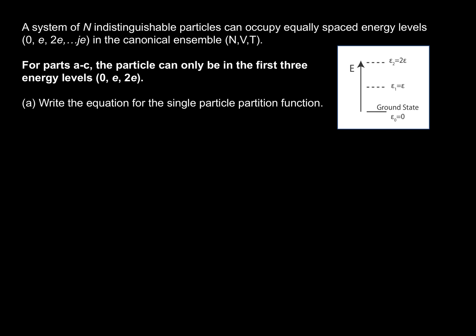Okay, so for parts A through C, the particle can only be in the first 3 energy levels. So that's what that drawing right here is. There's only 1, 2, 3 different energy states. Ground state with no energy, energy level 1 epsilon, energy level 2 epsilon. So, first question, write out the single particle partition function. So take a moment and write it out.